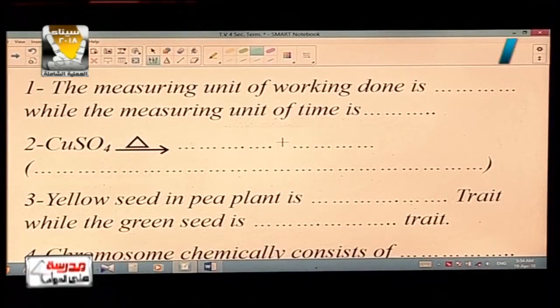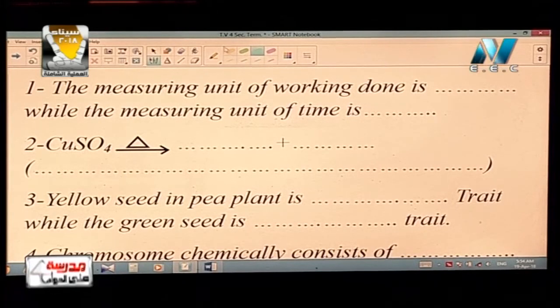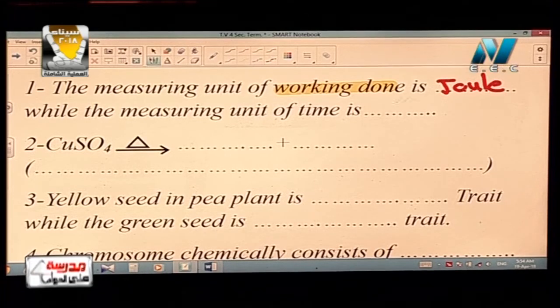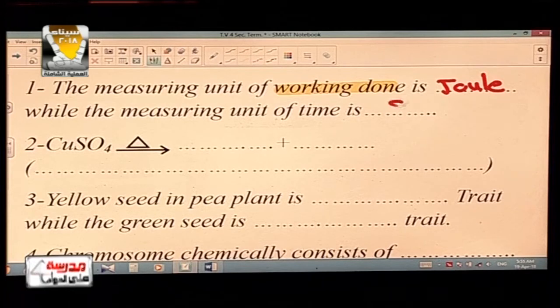So let's complete our revision with another type of question. The next question is complete the following statements. Let's complete the statements in front of us together. It says the measuring unit of work done is what, while the measuring unit of time is what. From the magic triangles, the measuring unit of work done is joule, and the measuring unit of time in our syllabus is second.